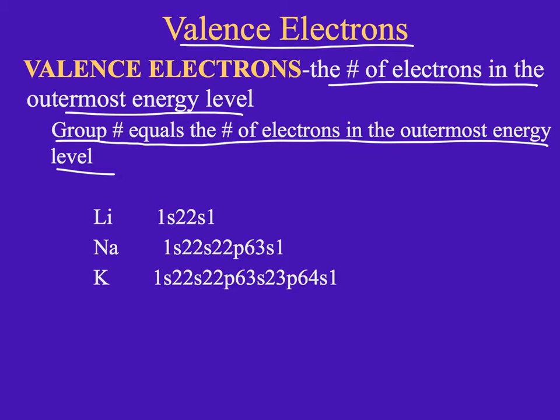If we take a look at their outermost energy level, we can see 2S1, 3S1, 4S1. Those are all of their outermost energy levels, right? And they only have one electron in the outermost energy level, which corresponds to their group number. So that's how you can see that the valence electrons are equal to their group number.